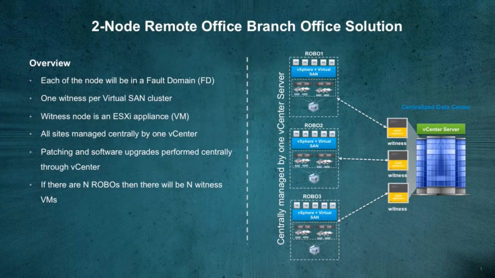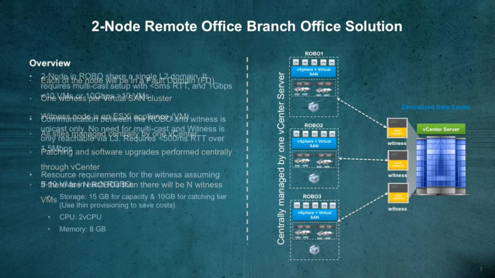That single vCenter still handles all the patches and all the configuration of the different hosts, and in conjunction with that, we really don't require a lot of bandwidth. As far as that witness, we don't have any type of customer data, other than specific metadata to the ROBO cluster.